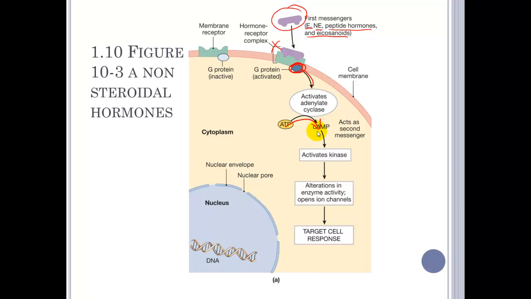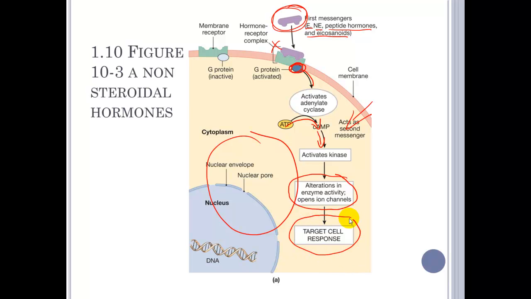This is going to activate another enzyme called kinase, and this is going to cause alterations in enzyme activity and opens ion channels. So this little kinase maneuver here is what adjusts the surface of the cell and the entire cell into doing whatever the job that this hormone was requesting. And then what we're going to get from that, whenever the cell is doing whatever it was asked to do, is a target cell response.